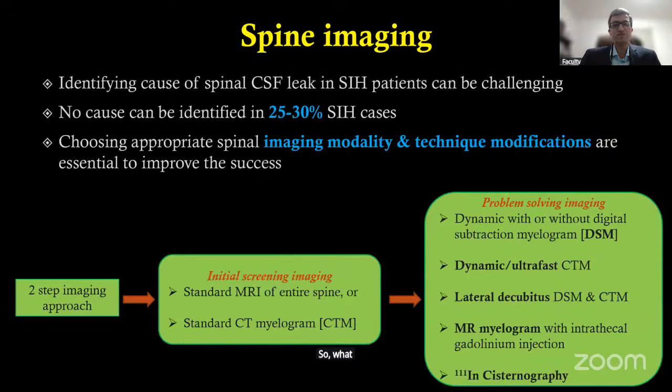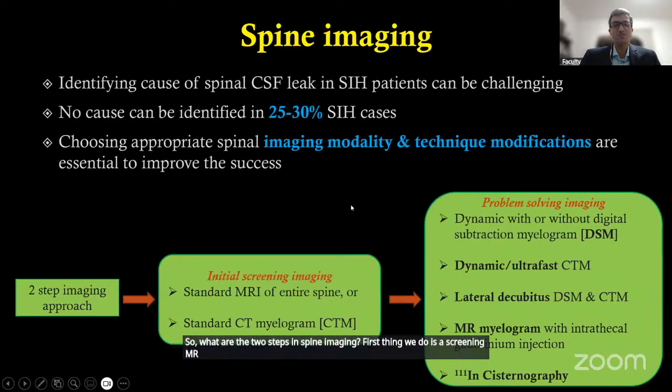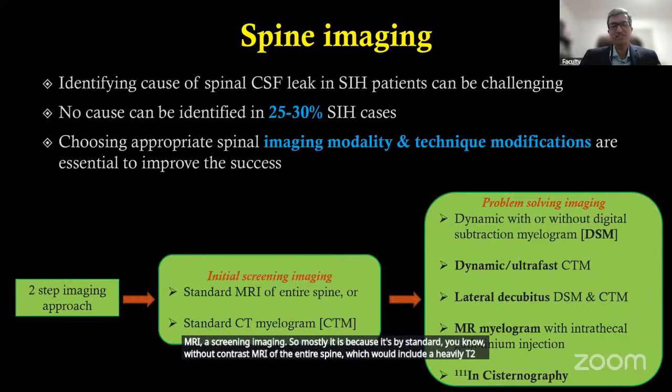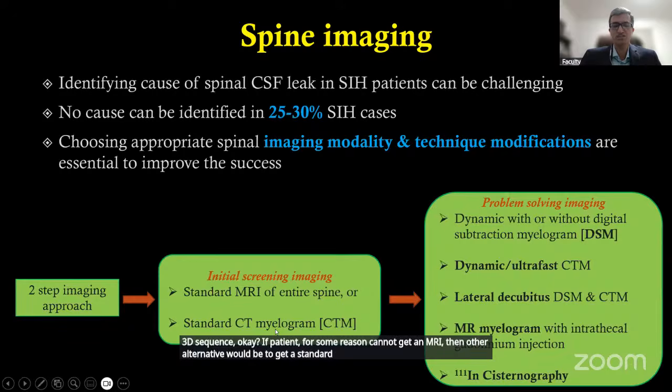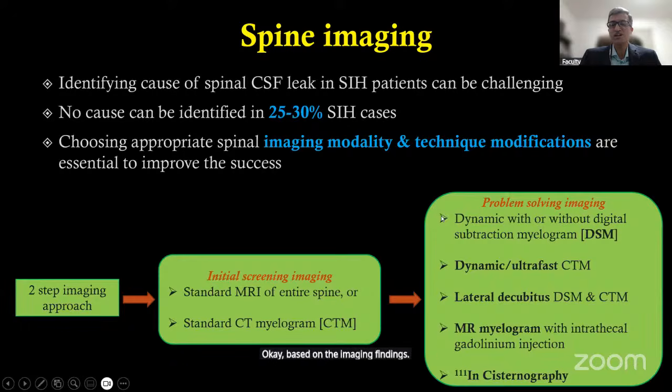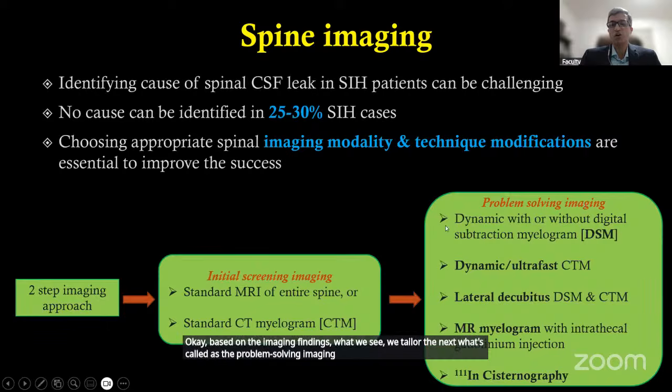So what are the two steps in spine imaging? First thing we do is a screening MRI, a screening imaging. Mostly, by standard, it is a non-contrast MRI of the entire spine, which would include a heavily T2-weighted fat-suppressed 3D sequence. Okay, if the patient for some reason cannot get an MRI, then the alternative would be to get a standard prone CT myelogram. Based on the imaging findings, we tailor the next step, what's called the problem-solving imaging.